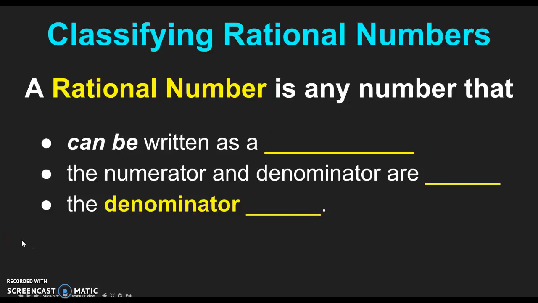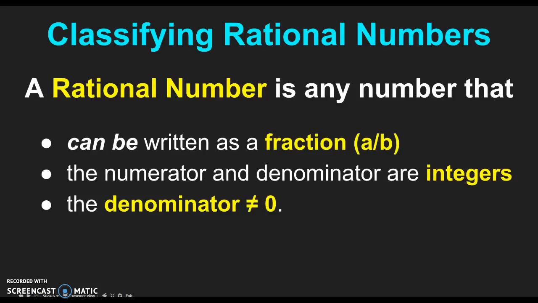So let's review. Take a moment and write in these answers in your notebook. A rational number is any number that can be written as a what? The numerator and denominators are both what? The denominator, take a moment and then check yourself.